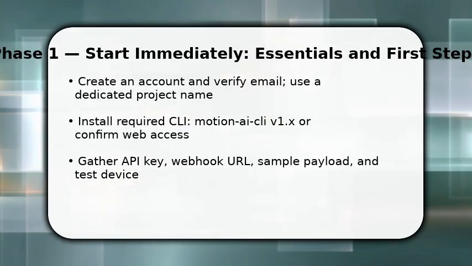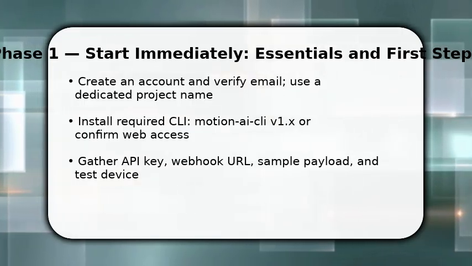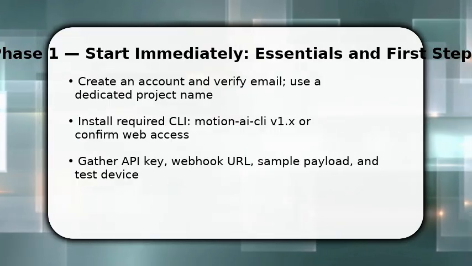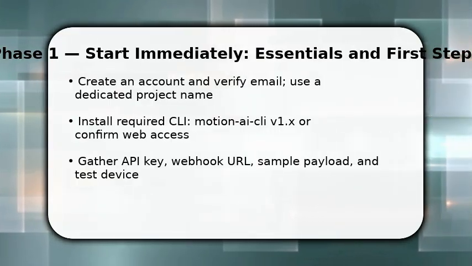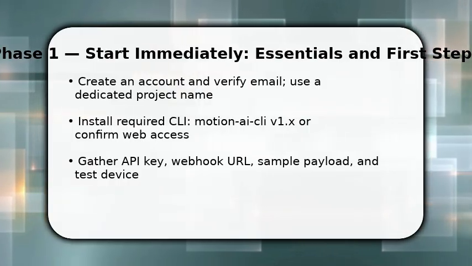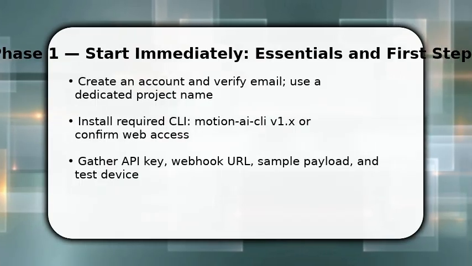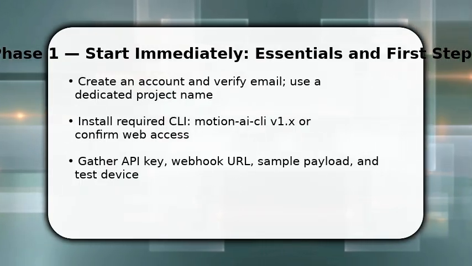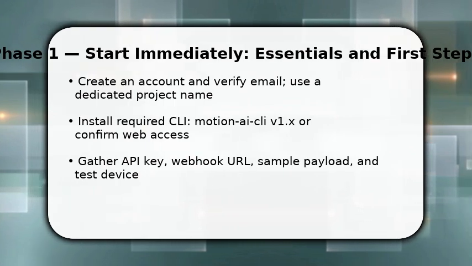Install the Motion AI CLI if you prefer terminal control, otherwise use the web console. Obtain the API key and prepare a webhook URL and a small sample payload. This lets you validate end-to-end messaging. Once done, store credentials securely and move to building the first flow.